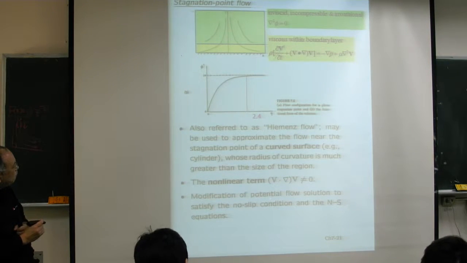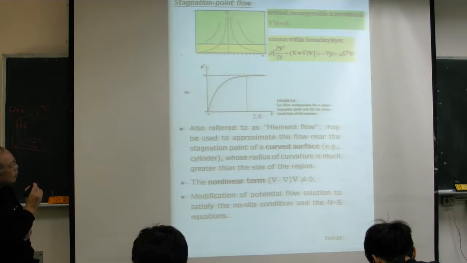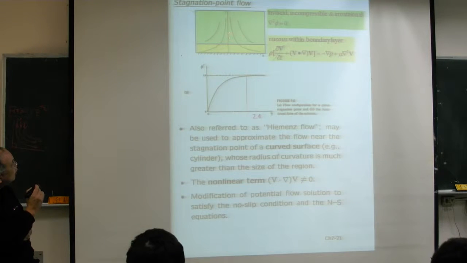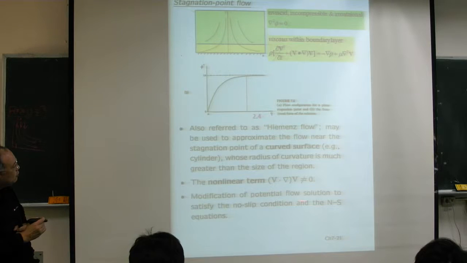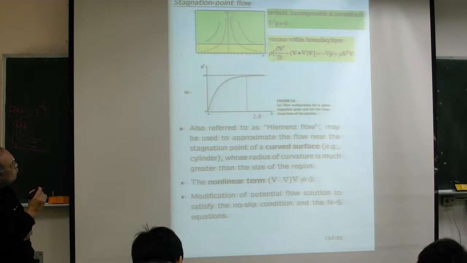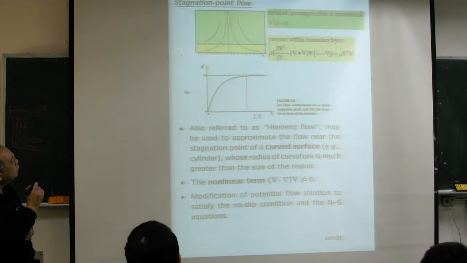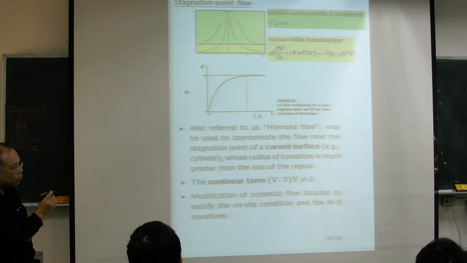So the potential flow solution can represent the outside region here. Can I modify this solution to satisfy the no-slip boundary condition on the wall? Because the only difference between this and this is what? For the Navier-Stokes equation, because we have the viscous term here, we satisfy the no-slip boundary condition.